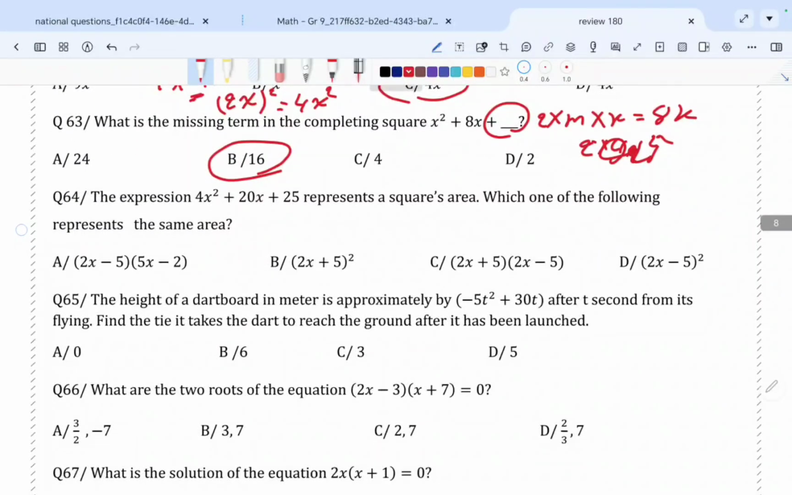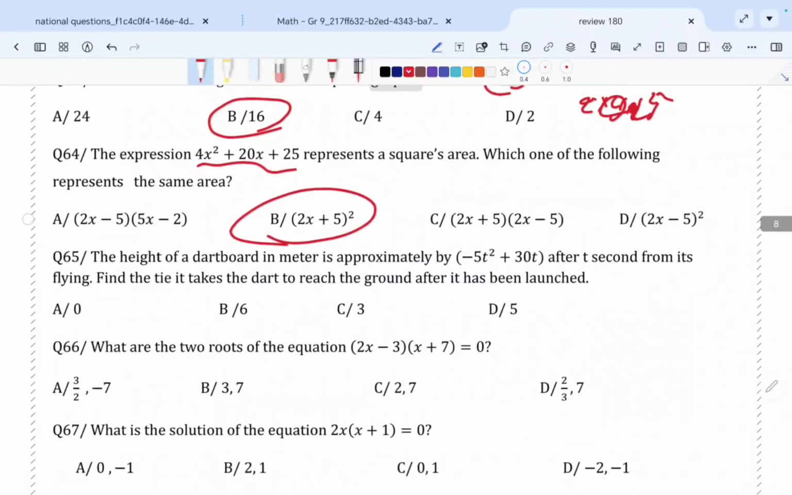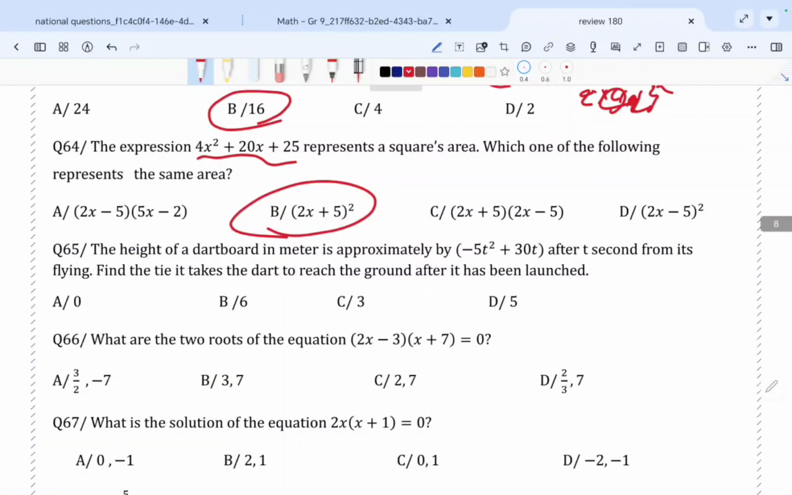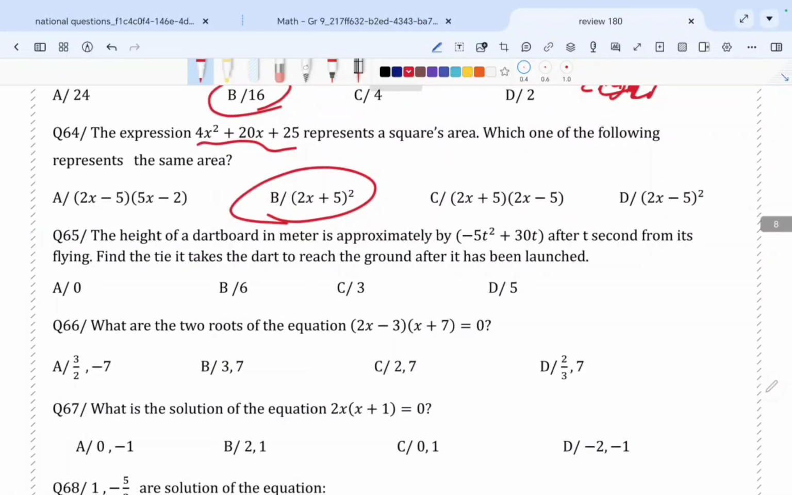Question 64. The expression 4x power 2 plus 20x plus 25 represents the square area. Which of the following represents the same area? Again, it's a perfect square trinomial, so this one is correct. This is the physics one. I explain it in another video.